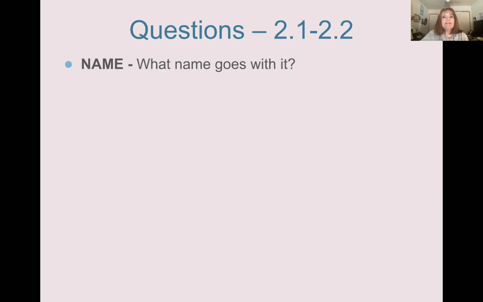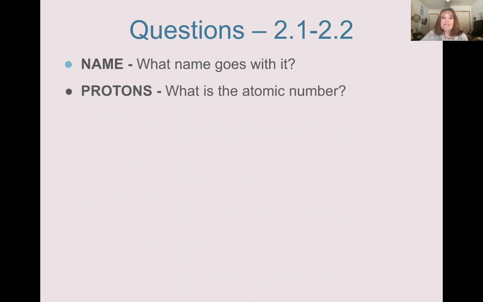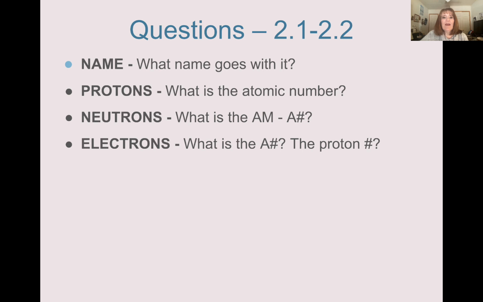So its name is what name goes with it. Normally you're given the atomic number or the symbol. How many protons does it have? What is the atomic number? How many neutrons? What is the atomic mass minus the atomic number? How many electrons? What is the atomic number? What is the number of protons?